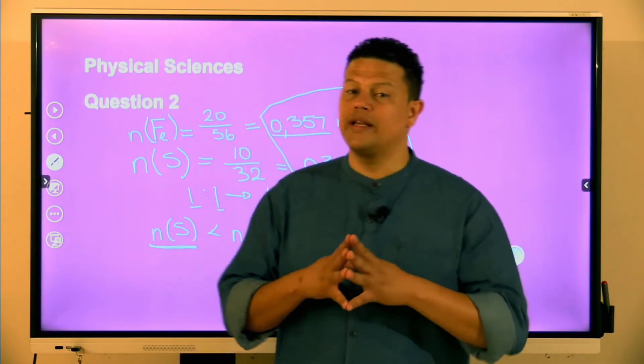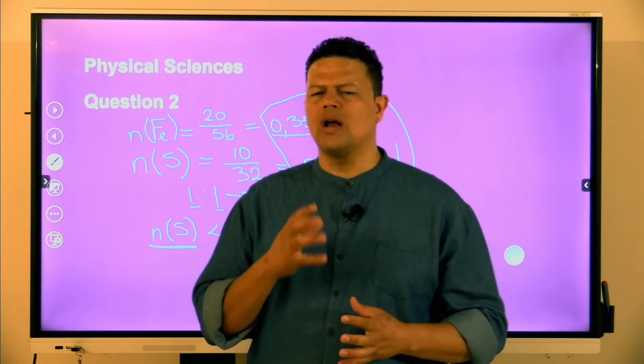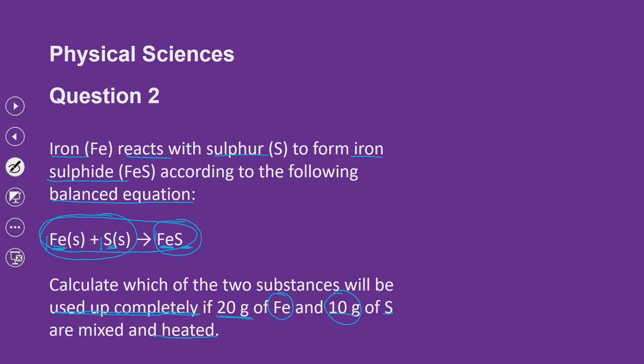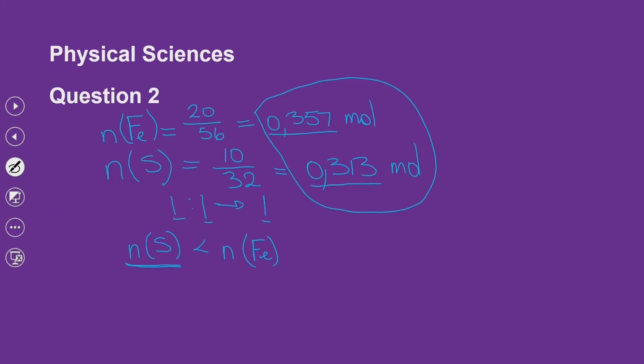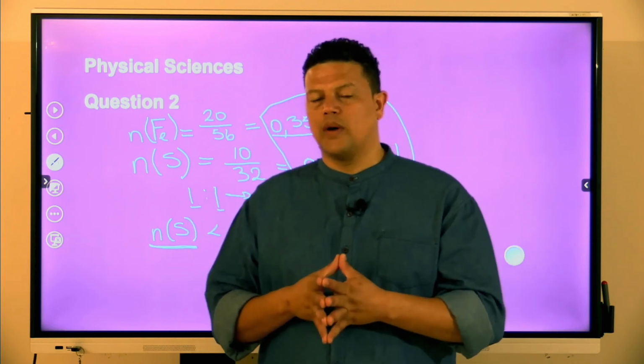So we've now determined which is the limiting agent. But we still have not answered the question. Let's quickly see again. What was this question we were supposed to answer? Let's go back. We are supposed to calculate which will be used up completely, and we saw that was sulfur, if 20 grams of iron and 10 grams of sulfur are mixed and heated. So now we've answered the question in the sense that we know which one is the limiting agent.